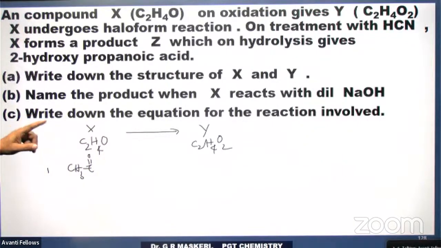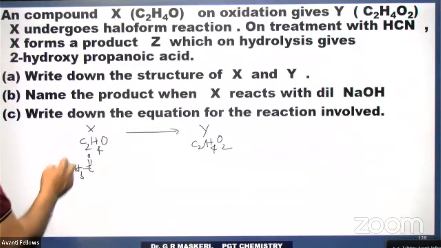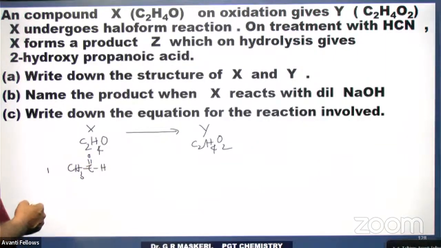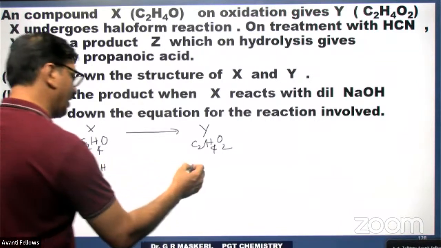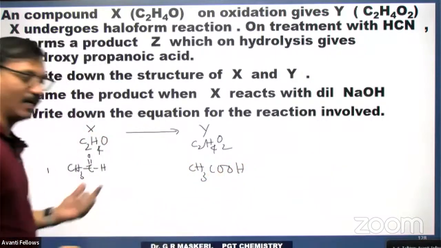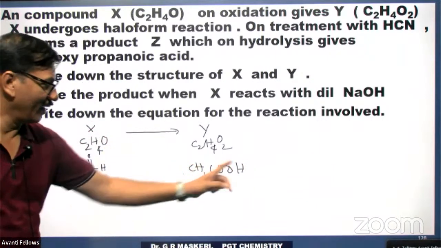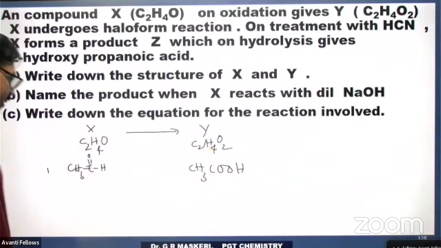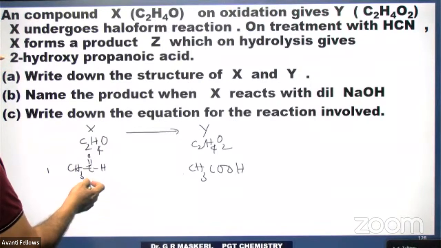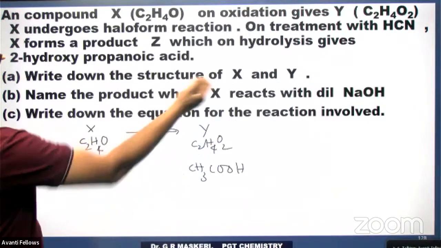So C2H4O on oxidation gives Y. X undergoes haloform reaction, and it should contain 4 hydrogens, which means it should be an aldehyde like this, CH3CHO: 2 carbon atoms, 4 hydrogens, and 1 oxygen. So on oxidation, it will give CH3COOH. An aldehyde gives this, so that is C2H4O2, right? This is the structure of aldehyde X, and this is the structure of Y.